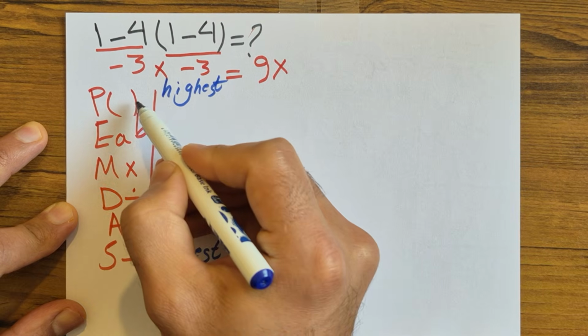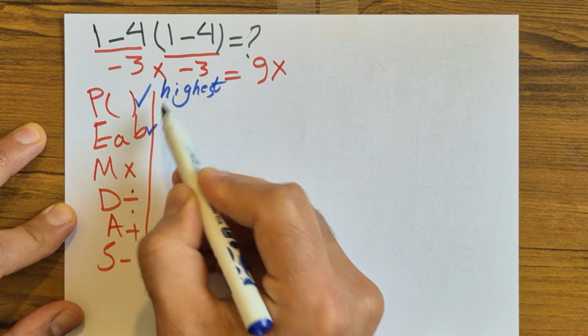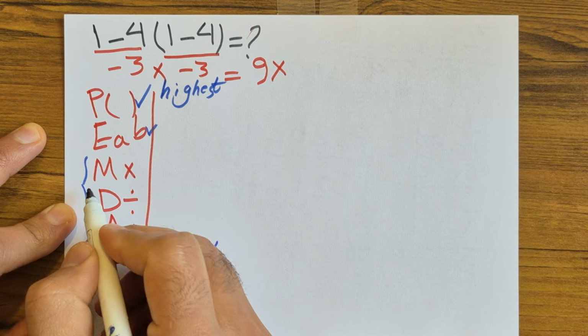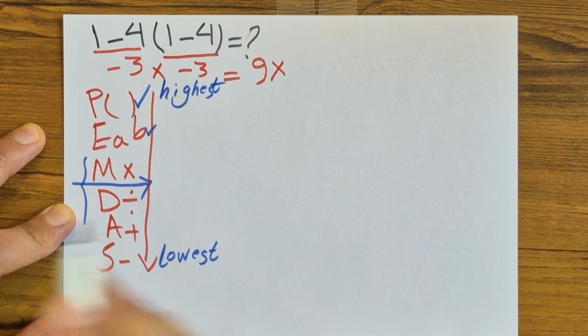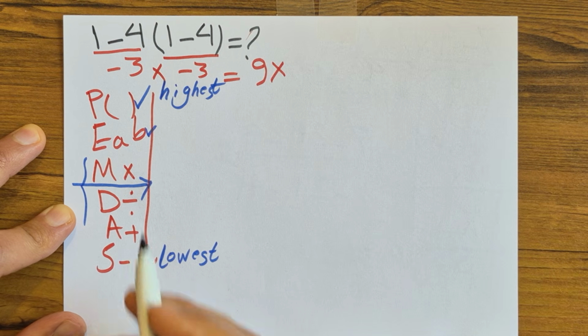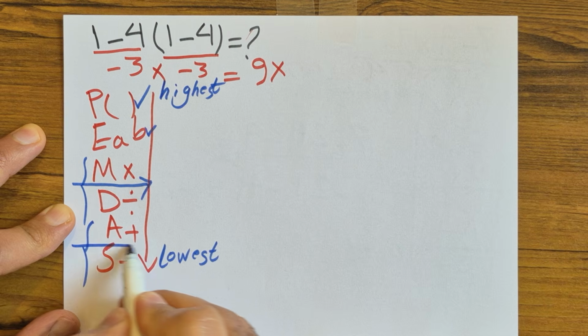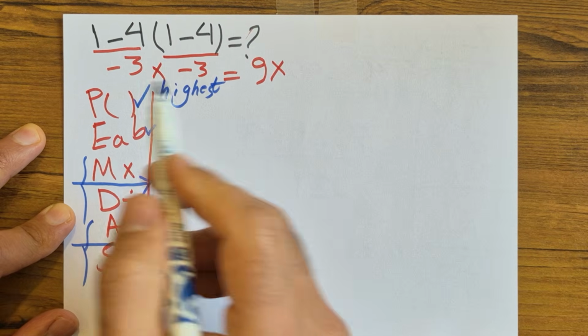PEMDAS means that you must go for parentheses at first, then go for exponents, then go for multiplication and division, whichever you see at first. Go from left to right. MD or DM doesn't matter, they have the same priority. Addition and subtraction go from left to right. So with this in mind, let's revisit our original problem.